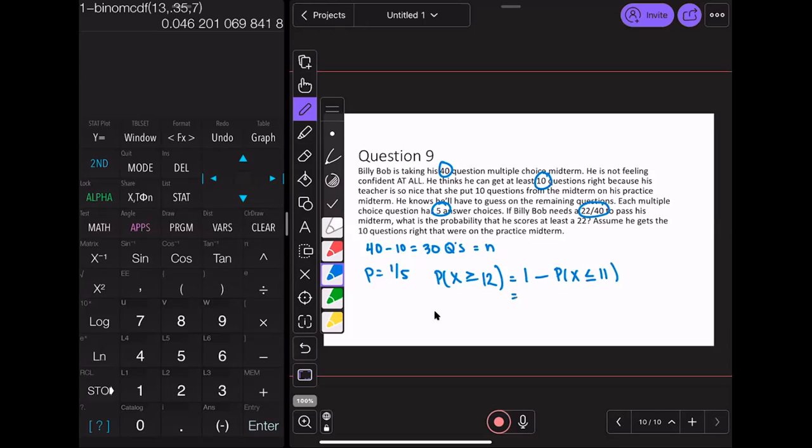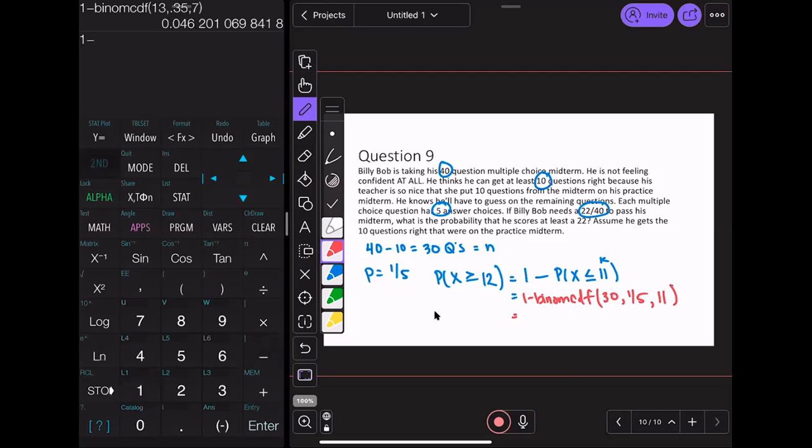And once it's rewritten, that's our k. So we're just going to do 1 minus binom CDF, and then n, p, k. N is 30, that's how many questions he's guessing on. P is 1/5, that's the probability that he guesses right. And then k is going to be 11. So that's what we put in our calculator.